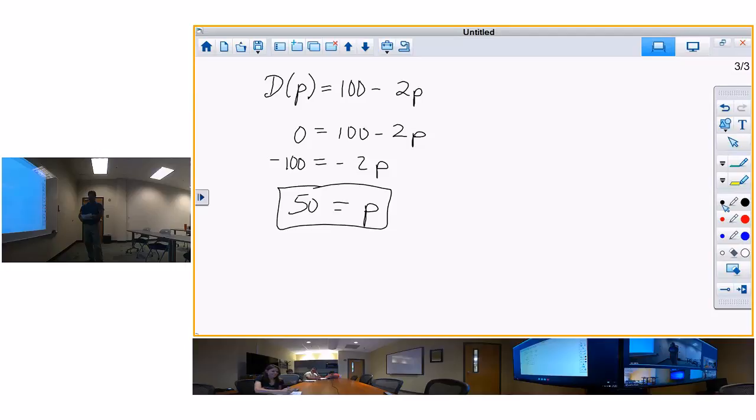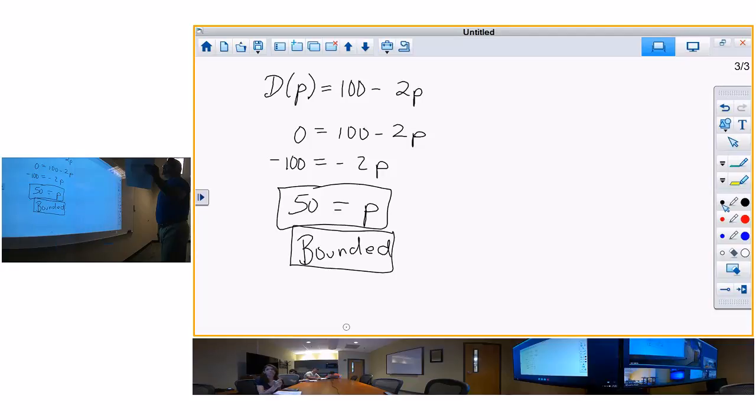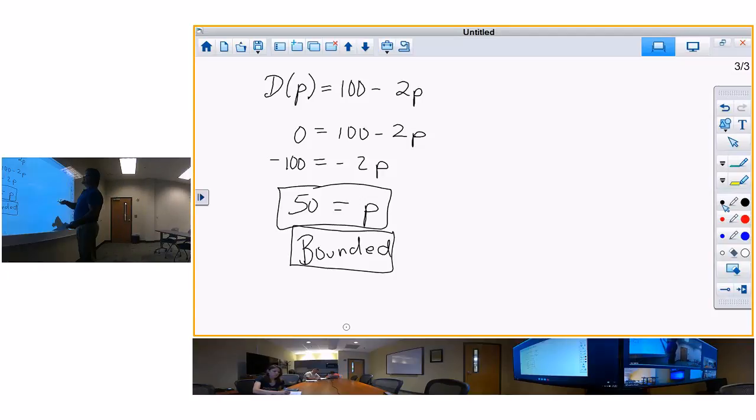All right, is this one bounded? Yes. Why is it bounded? Because you actually got something. It means that if the demand is 0, the price is going to be $50. That's what it's saying. Now you have basically a P sub 0 and a Q sub 0, P sub 0, comma, Q sub 0.